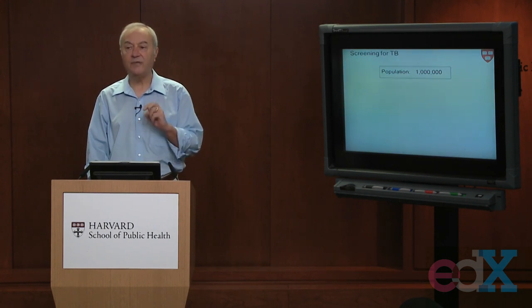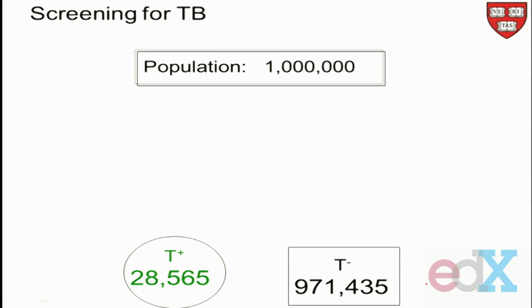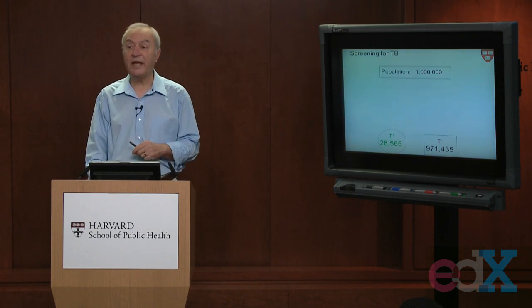There's a third quantity we need, and that is the prevalence. How many people actually have TB? So let's use this test to determine what happens in this population of 1 million people with our imperfect test. And what we find is that 28,565 of these people actually tested positive, and the other 971,435 tested negative. That is a typical result when we apply such a screening. Okay? Now, how did we get there?